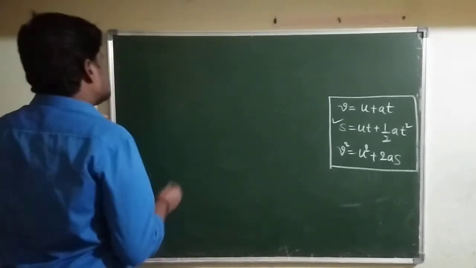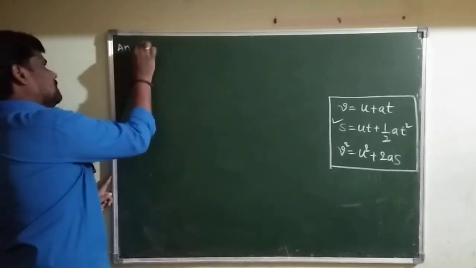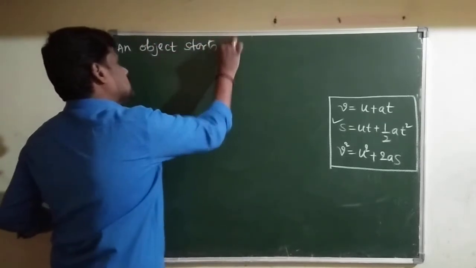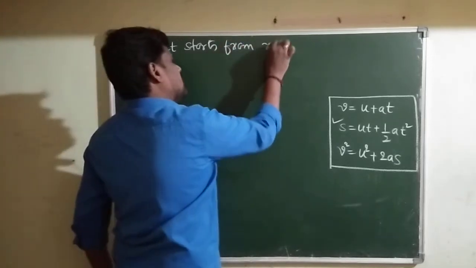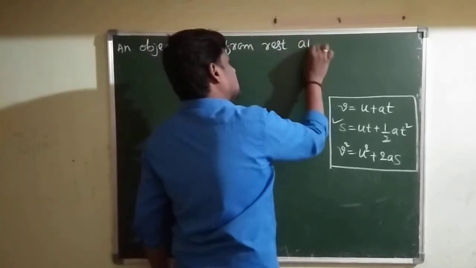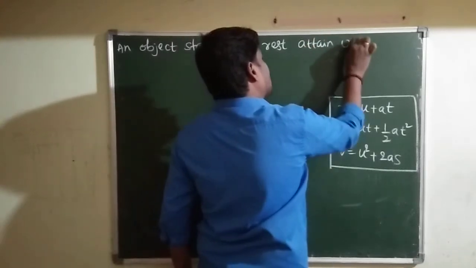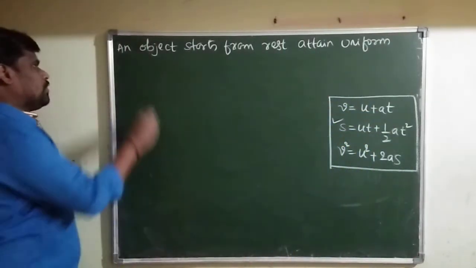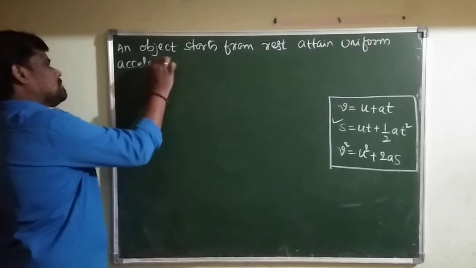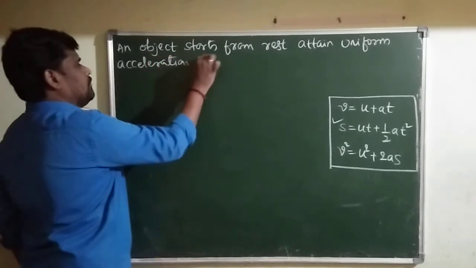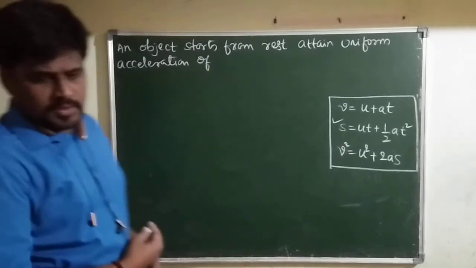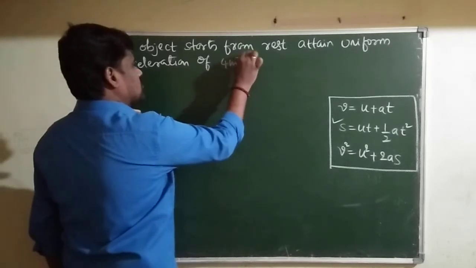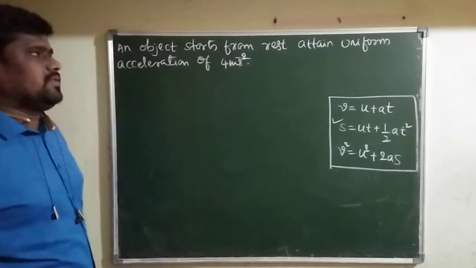An object starts from rest, attains a uniform acceleration of 4 meter per second square.